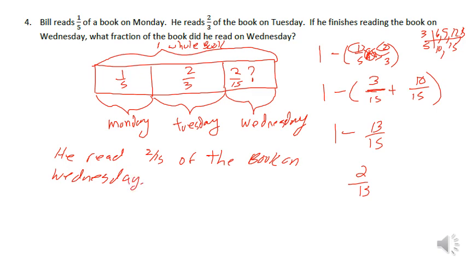Now, let's go ahead and check this. That way we can make sure it's correct. So I know that if I add all 3, Monday, Tuesday, and Wednesday, up, I should end up with 1 whole. So let's say I have 1/5 plus 2/3 plus 2/15. And I can see I want to be turning them into 15ths. So let's go ahead and just turn them all into 15ths.